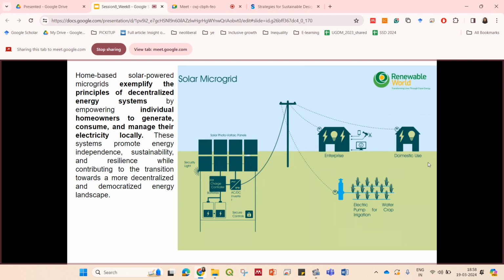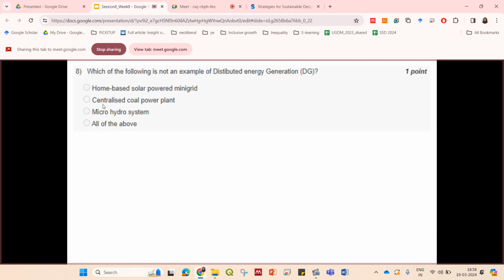So I think it is clear that both micro hydro systems and home-based solar power mini grids are examples of distributed energy generation systems. However, a centralized coal power plant is not an example of this kind of distributed energy generation system. So I hope that is clear.